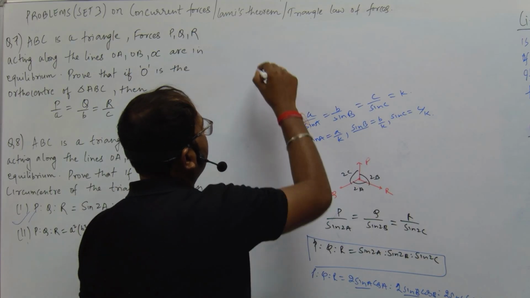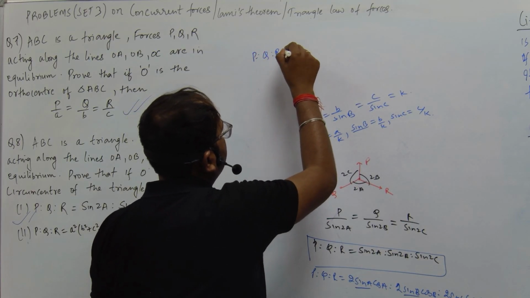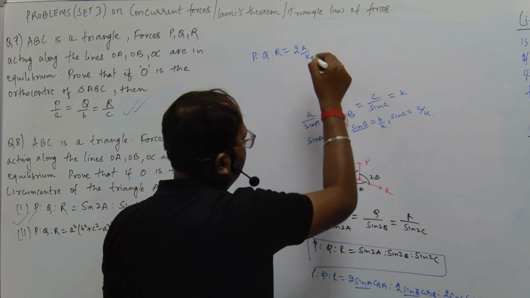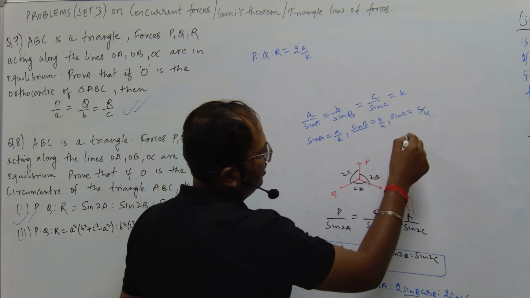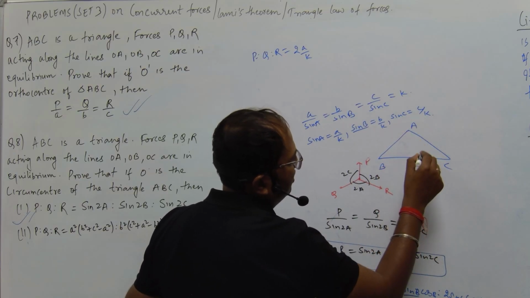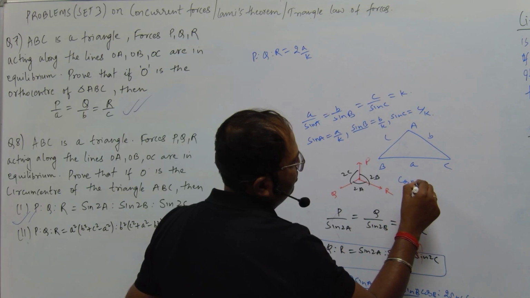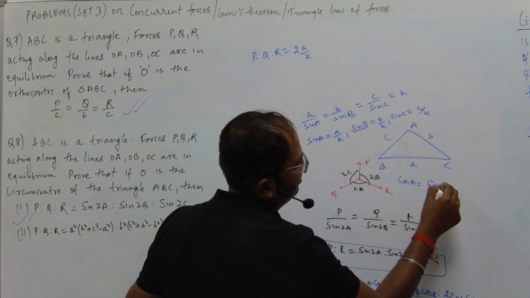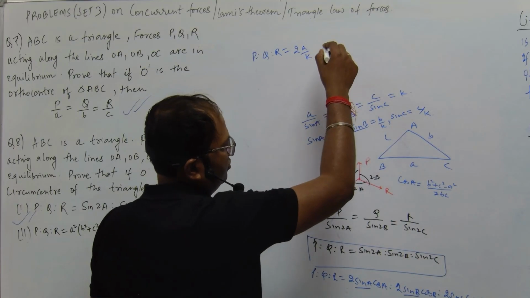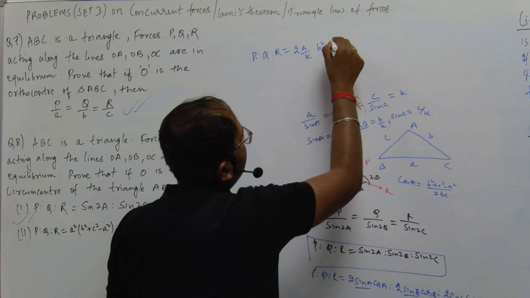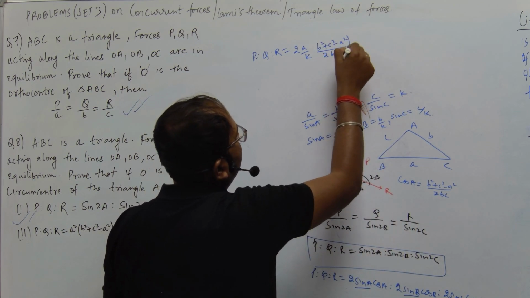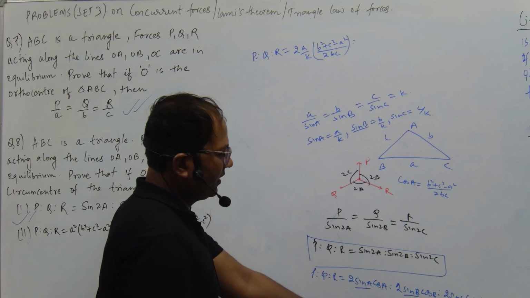So we have P is to Q is to R is equal to 2 times a upon k into cos A. In a triangle with sides a, b and c, cos A is equal to b square plus c square minus a square upon 2bc. This we have studied from the cosine rule. So cos A is b square plus c square minus a square upon 2bc.